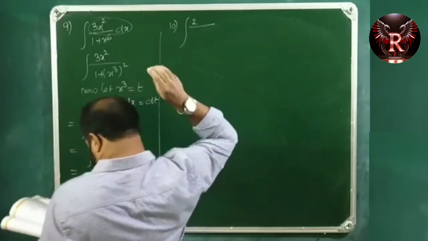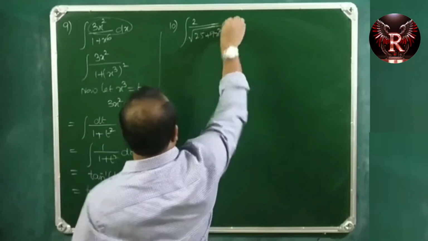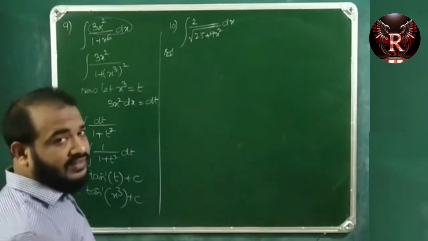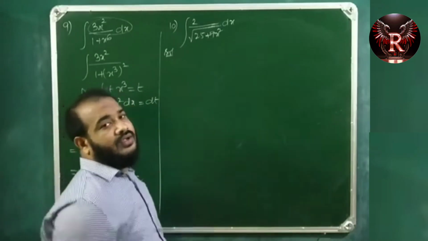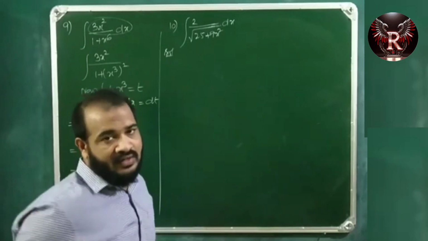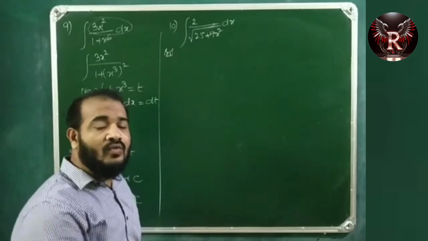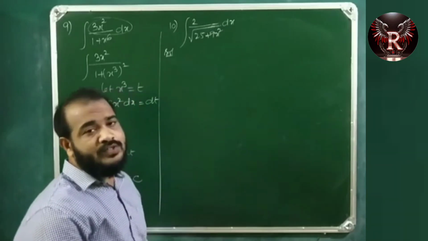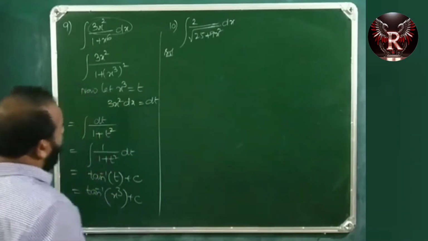So the next one is integral of 2 by square root of 25 plus 9x square dx. Like what we have done for the 8th question, the x square coefficient 9 is to be taken common, so that the x square coefficient will be unity 1. Then it will be converted into 1 by root of a square plus x square. What is the integral of 1 by root of a square plus x square? Sin h inverse x by a plus c, or log mod x plus square root of x square plus a square plus c.